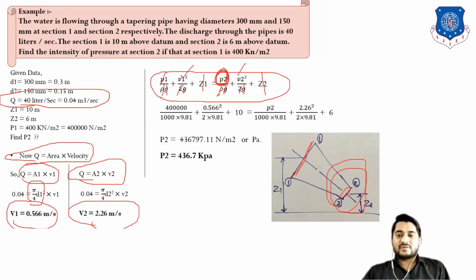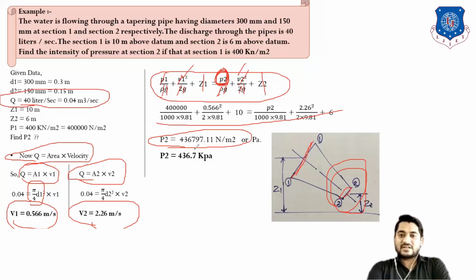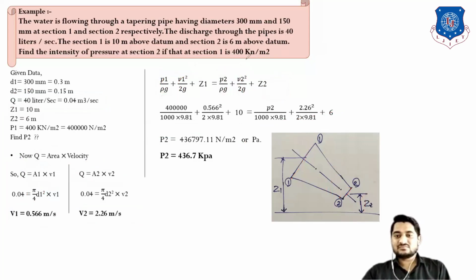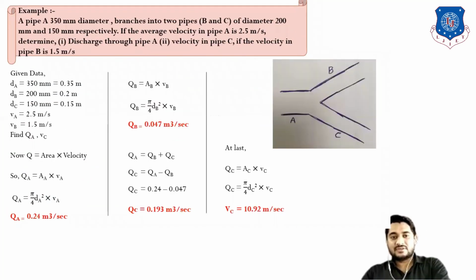If we put the value of P1 and V2 in this equation, along with all other given data, by this method we can find the value of P2 in SI unit. So the value of P2 is 436797.11 Newton per meter square. Clear guys? So simply you have to apply the Bernoulli equation at various sections, so you can find pressure, velocity, all the data in all sections. There, let us understand another example.